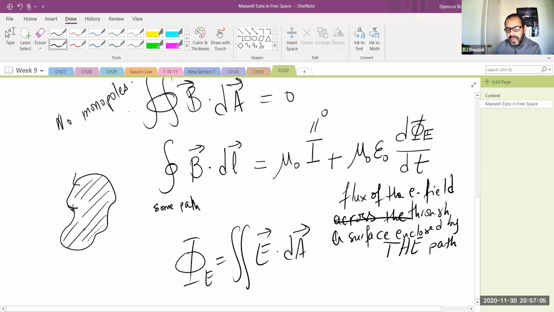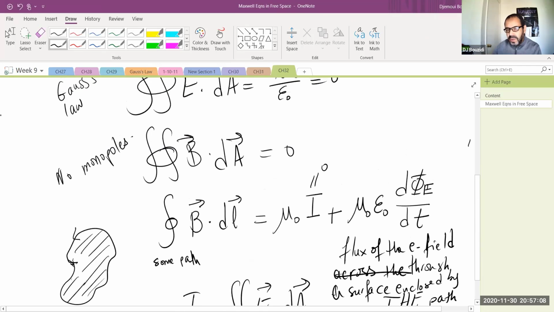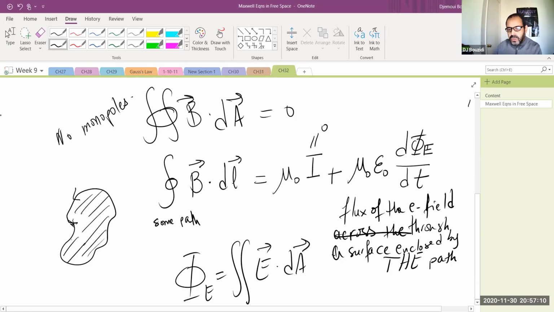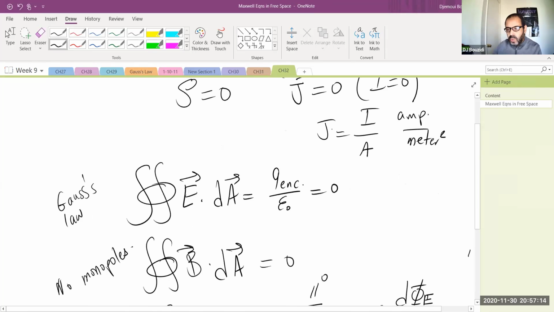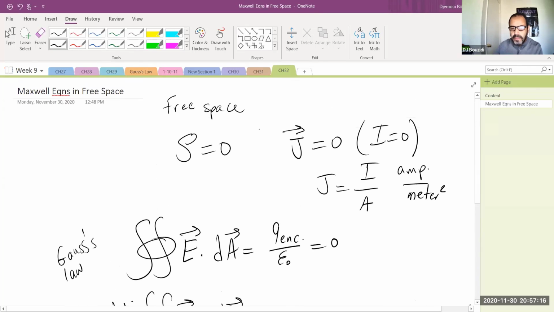But the first term in the second half is 0 because of the fact we are in free space. Okay, so free space dictates that there are no currents. So we are far removed from any source.